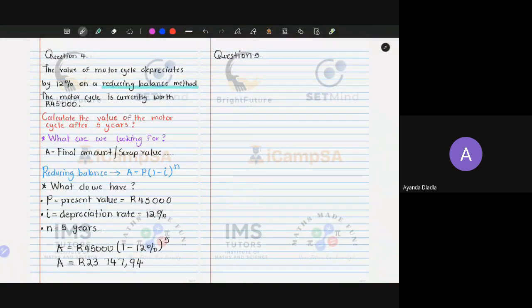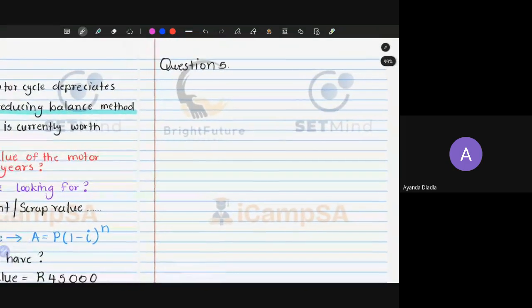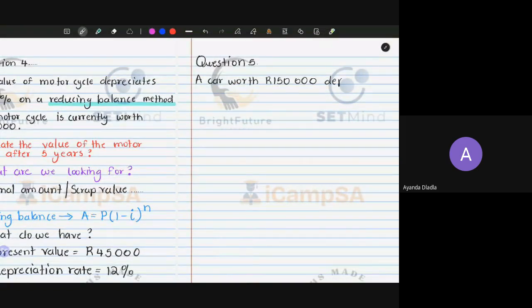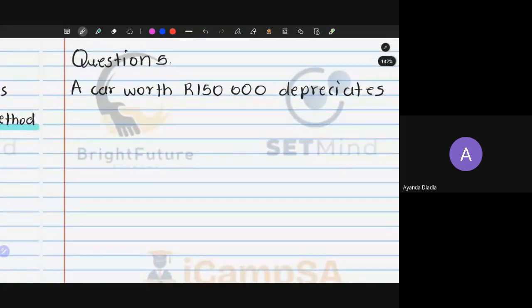So for question 5, we are talking about a car. You guys will buy cars. So they tell us that a car worth 150,000 depreciates as always. But you see, the nice thing about cars is even though it depreciates, you can use it such that it makes off the money that it is depreciating by. But anyway, a car depreciates at a rate of 9%.